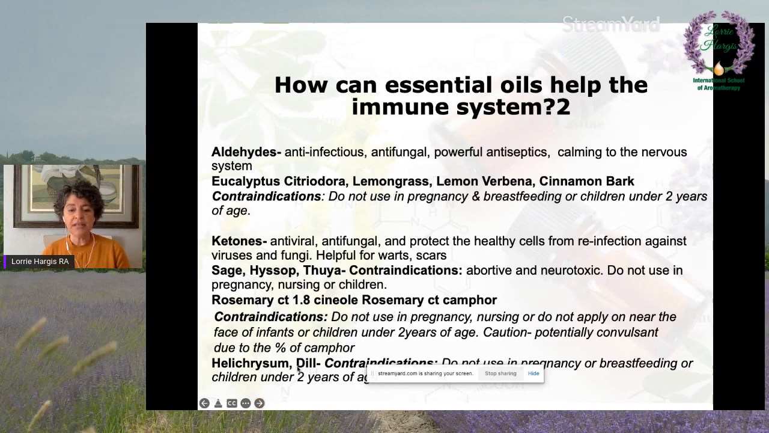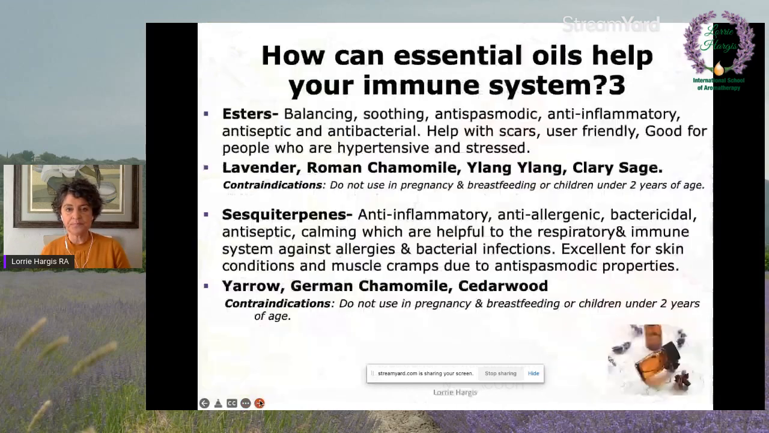And then let's go to helichrysum and dill. They're in the family, but they do not have the contraindications that the other essential oils have in them. Do not use in pregnancy or breastfeeding or children under 2 years of age. Now let's go to the ester family. So this is a lot of different information here, but as we go through each day, you're going to be using this information. This is the basis to everything.